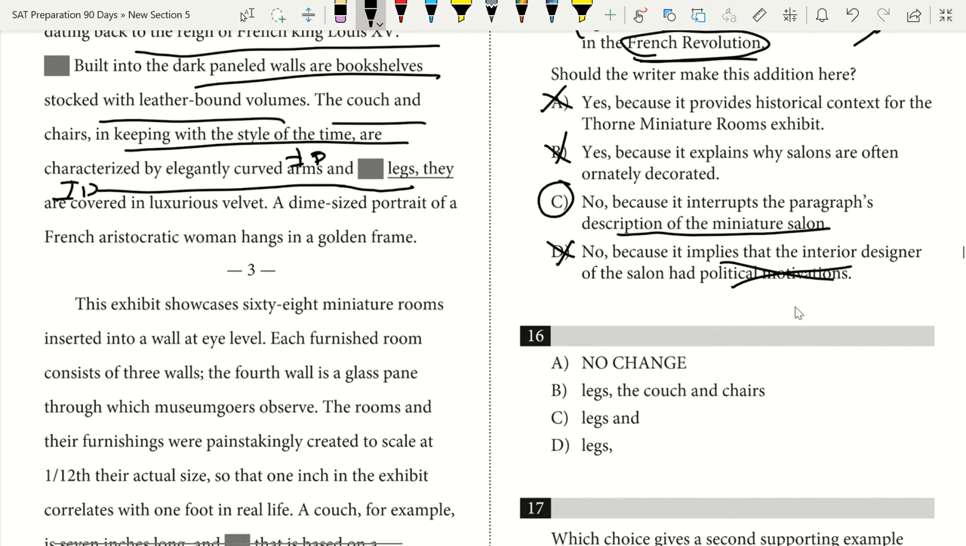I know that. So A, no change, is wrong. Now, what have I said when I talk about how if we have a subject after a comma, we want to get rid of it, right? So that's once again what we're going to look to do here. We're going to look to get rid of that subject, right?